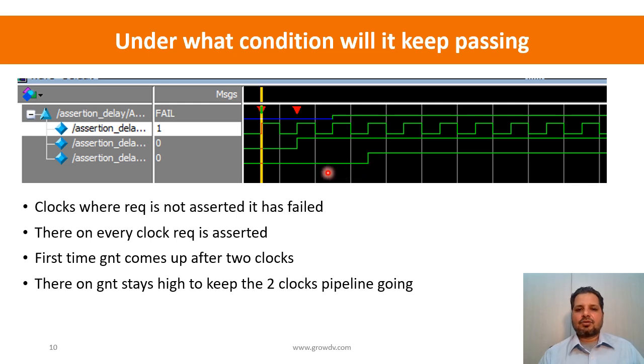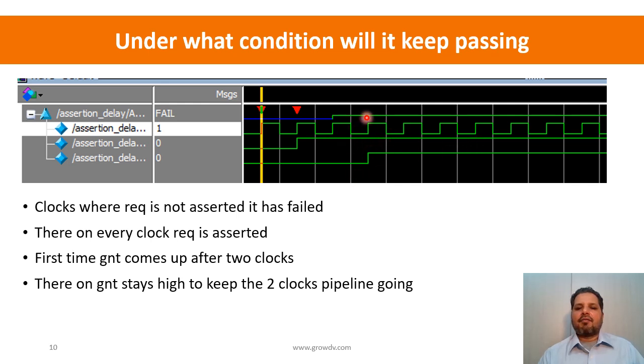Okay, here we will take a look at a scenario wherein the assertion will keep on passing. So we'll look into that. So again we have added the assertion. It has failed on this particular clock edge because the request was not asserted, and after that the request has been asserted, and at this point the assertion has become active. And after that what we are doing is, from this clock onwards, we are keeping the grant high all the time. That will keep the threads satisfied.